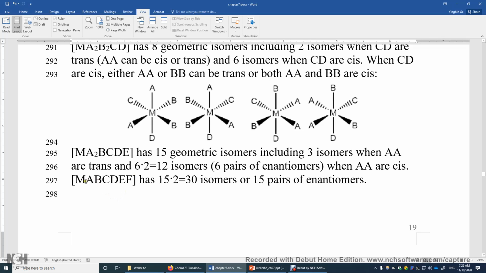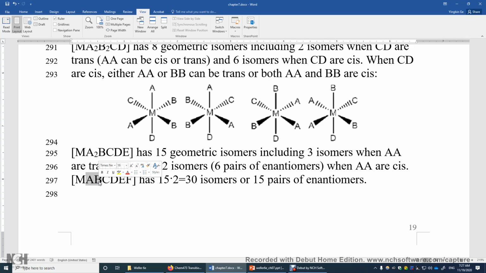Okay, now what if you have 6 different ligands, A, B, C, D, E, F? They are all different. There are 15 pairs of enantiomers. Why 15? Okay, now let's again look at this. Let's just look at the vertical axis. You can have AB on top and bottom, AC on top and bottom, AD on top and bottom, AE on top and bottom, AF on top and bottom. So there are 5 different arrangements regarding A and one of the other 5 ligands, right?